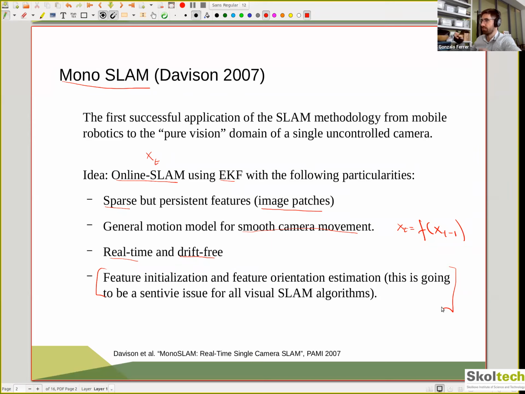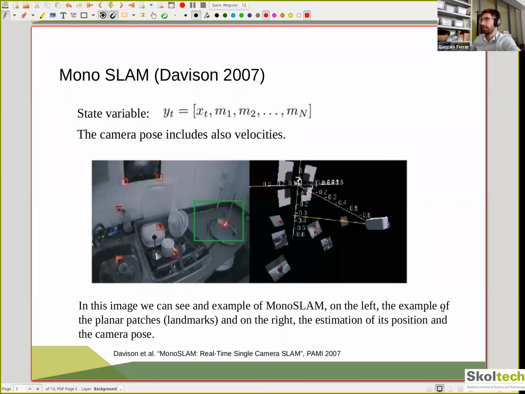After you have enough observations, because we are doing a batch update, this problem just goes away. If you have a single observation that you need to initialize your map with, then the filter is sensitive to these initial conditions, right? So, okay, let's take a closer look at what this means.